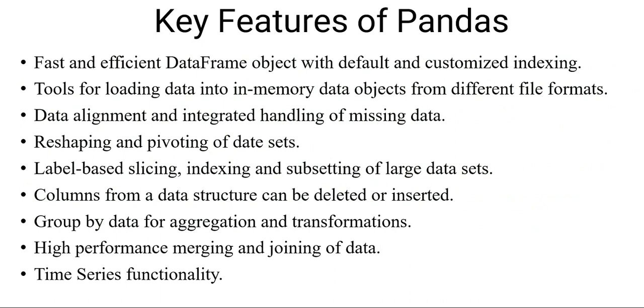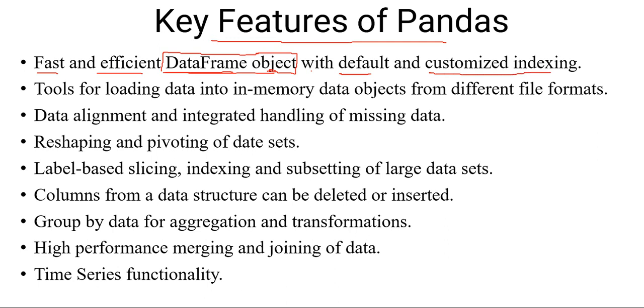If you observe the key features of Pandas: a fast and efficient DataFrame object. It has some inbuilt data structures, and because of these inbuilt data structures, it gained that power, that efficiency, that speed. The DataFrame object comes with default and customized indexing. That means you can use the default indexing and you can customize your indexing.